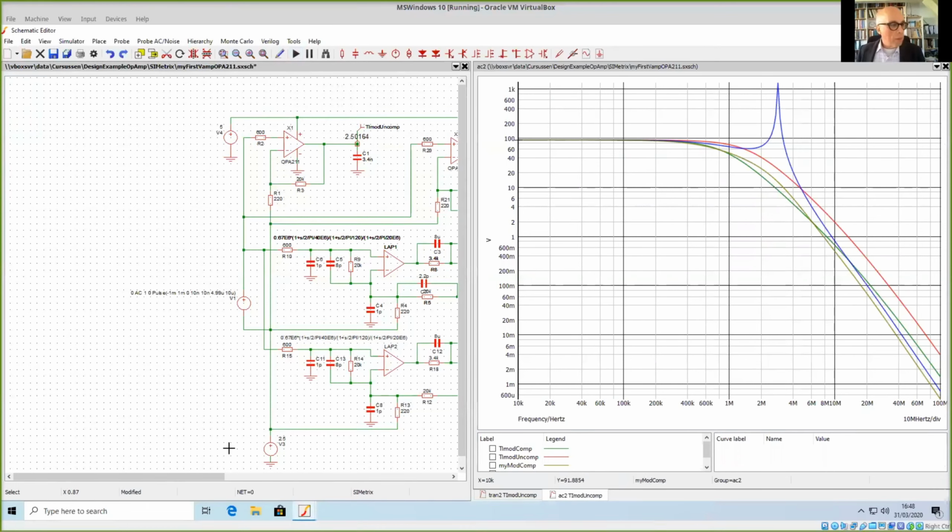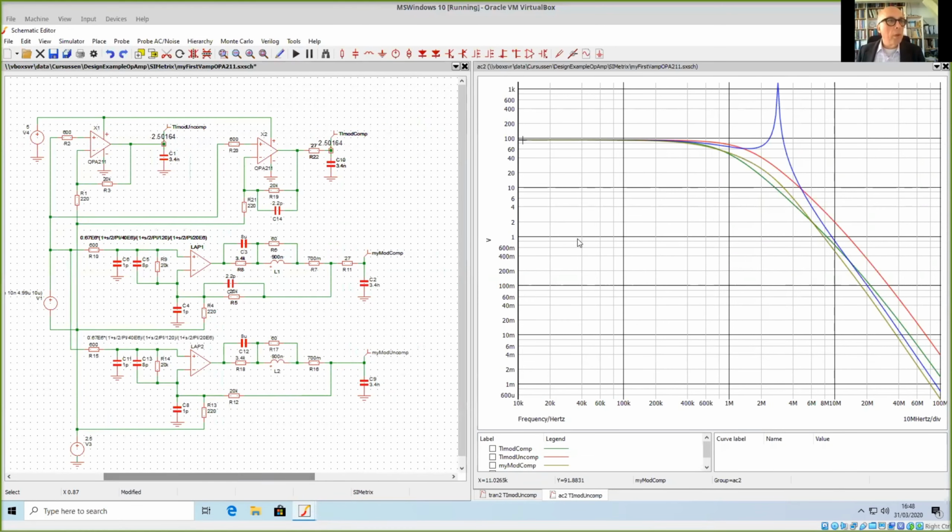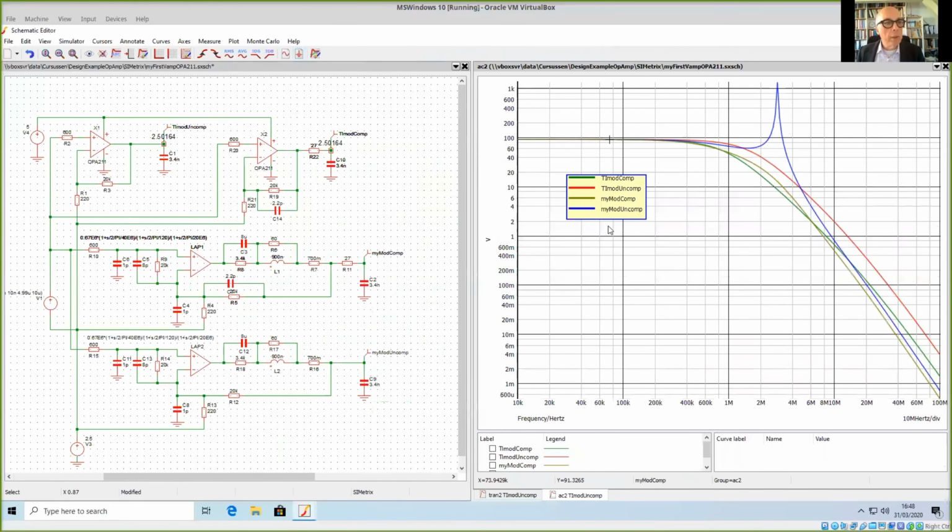And the model, the blue one, so let's put some legend in it. The blue one is my model, uncompensated. That's exactly what SLiCAP also told us, this peaking. And you see in the TI model, uncompensated, I don't see any peaking, not at all. But in the measurements, we have seen the peaking. We have seen the ringing of the step response. My model compensated is this one, and the TI model compensated is the green one.